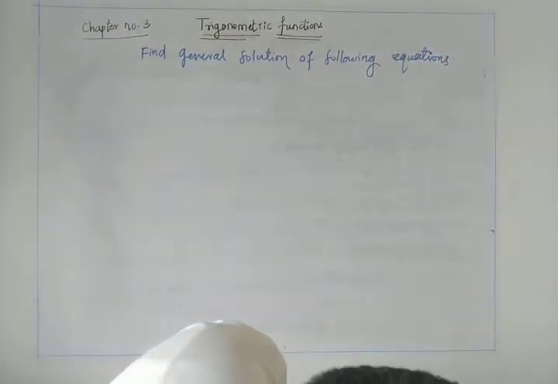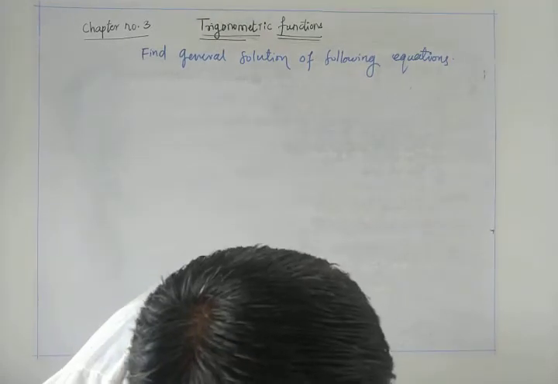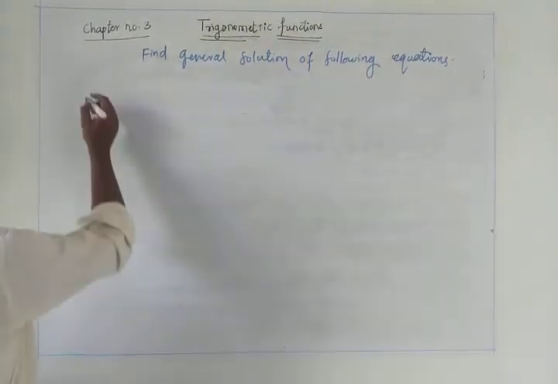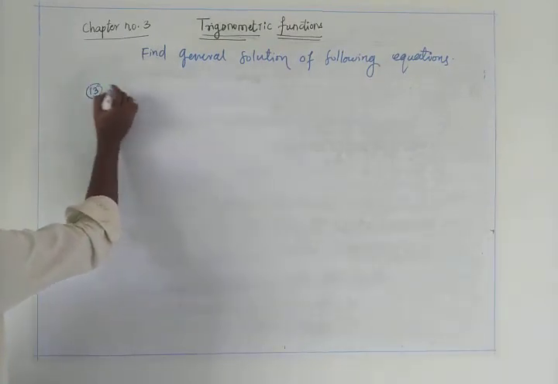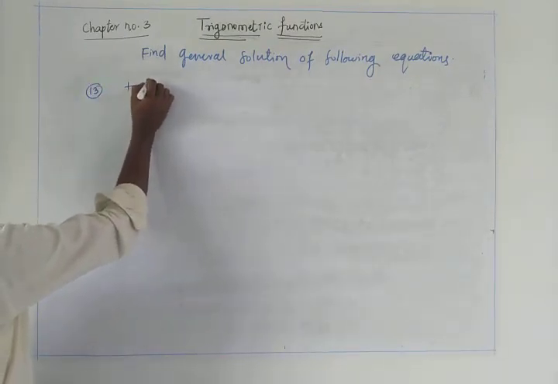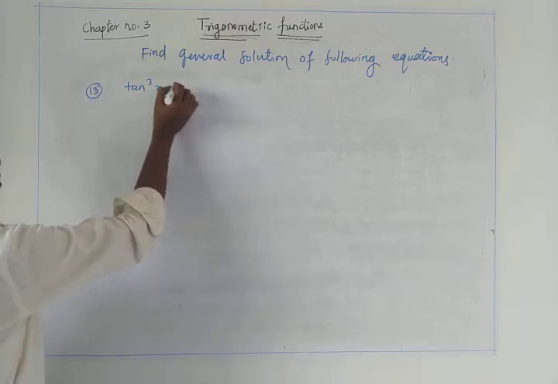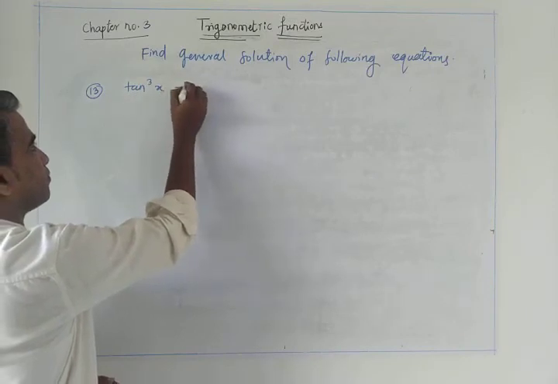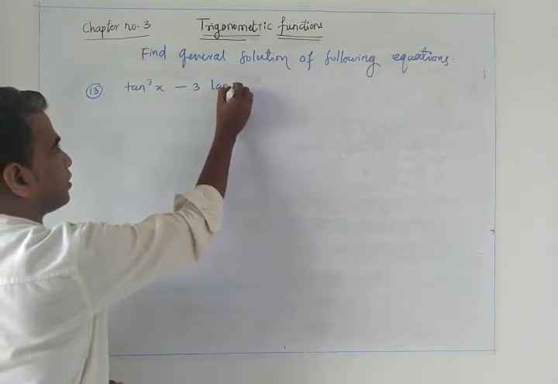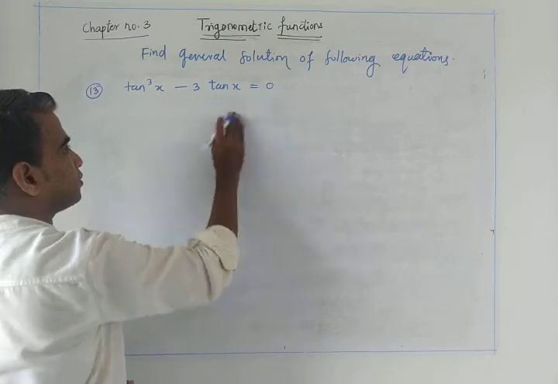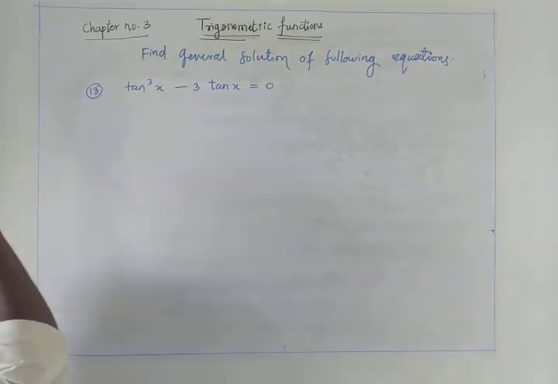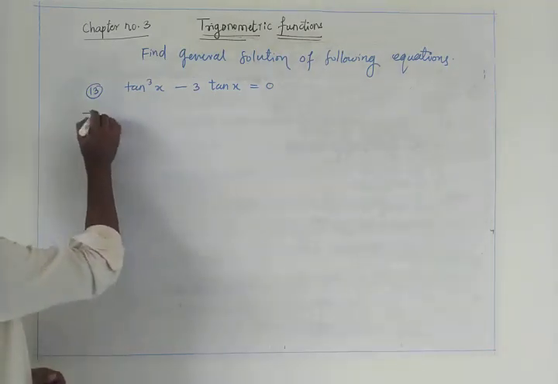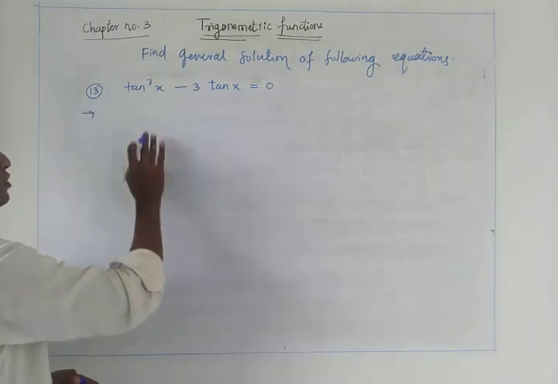Okay, the next question is tan cube x minus 3 times tan x is equal to 0. Now for this question we have to find the general solution. So let's begin with simplification first, because we don't have any formula for such types of questions.